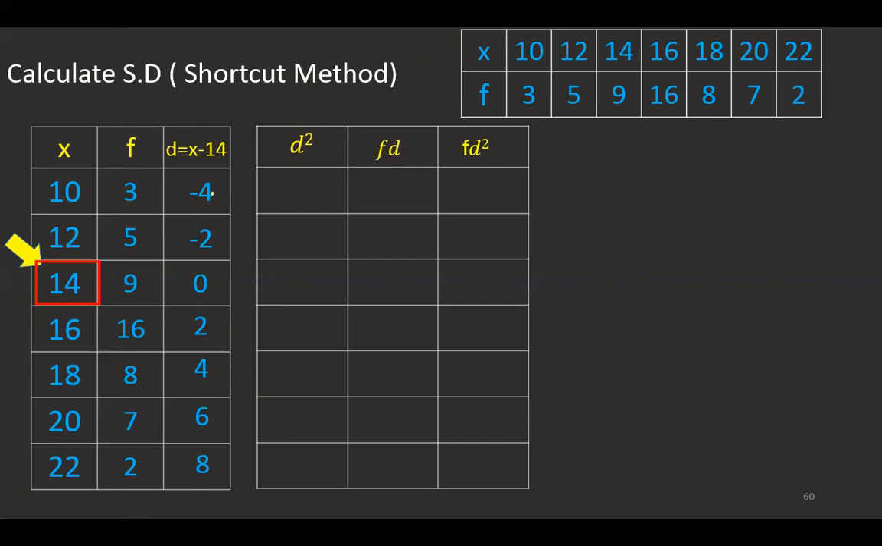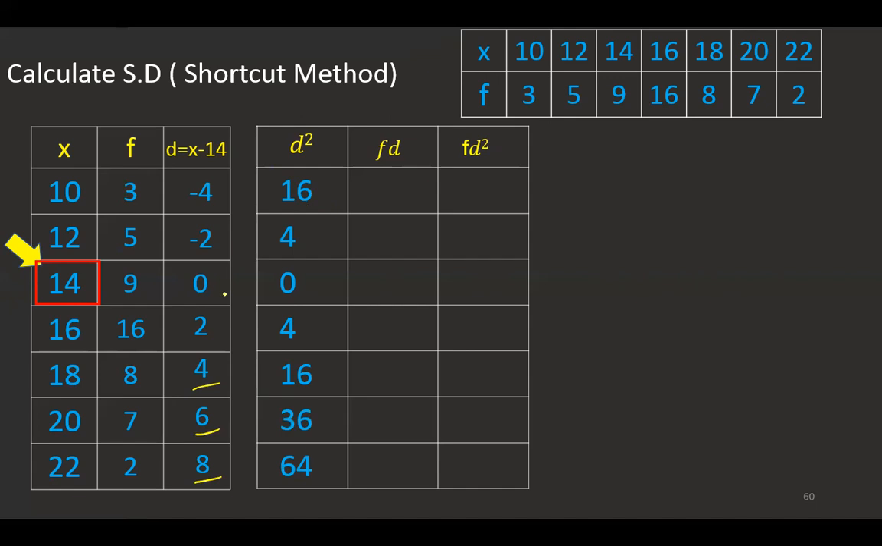Now what I'm going to do is square this value. So minus 4 square here, minus 2 square, 0 square, 2 square, 4 square, 6 square, 8 square. This is what I'm going to find out. So we'll find out the square of this value. Minus 4 into minus 4 will give you 16. 2 into 2 will give you 4. 0 square is 0. 2 square is 4. 4 square is 16. 6 square is 36. 8 square is 64.